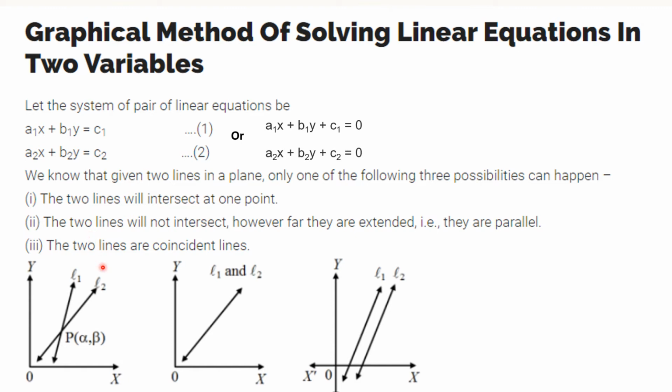Again I am repeating that we have two linear equations, so we have two straight lines. Geometrically, if we want to represent such lines, there are three possibilities: the two lines will intersect at one point, or the two lines are parallel, or the two lines are coincident lines. Graph number 1 represents two lines that are intersecting. In graph number 2 we see that the two lines are coincident lines, and in graph number 3 we see that the two lines are parallel.